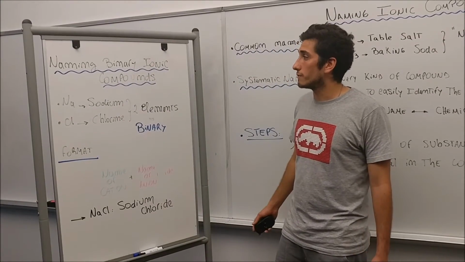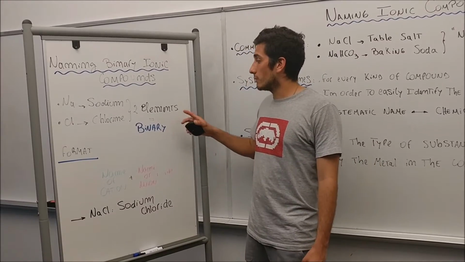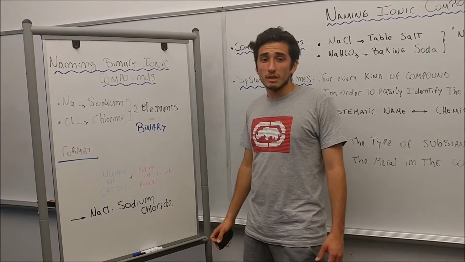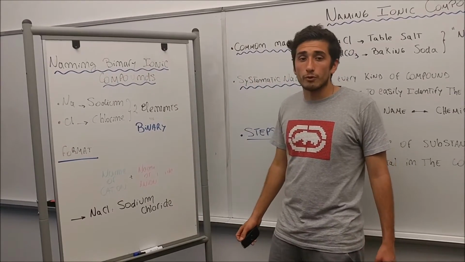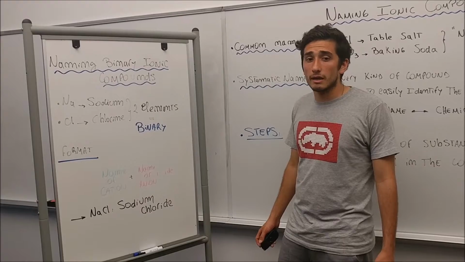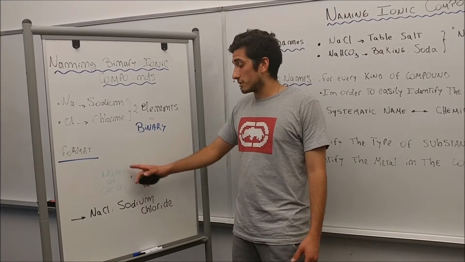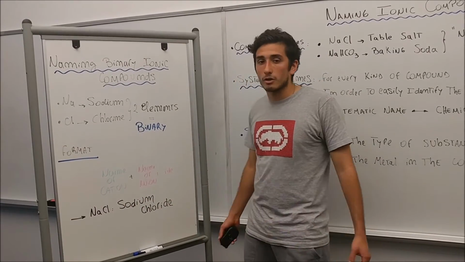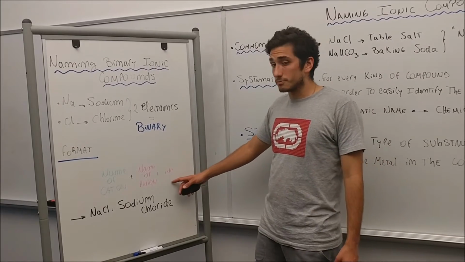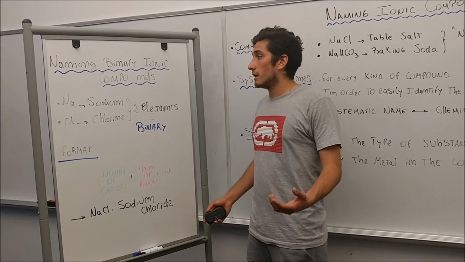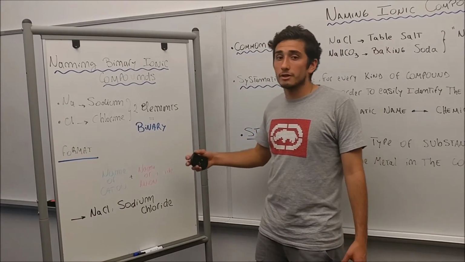This kind of compound, in which there are only two elements, is called binary. The format for naming this kind of compound is using the name of the cation at the beginning of the name of the compound, followed by the name of the anion with the ending -ide. So the full name of this ionic compound is going to be sodium chloride.